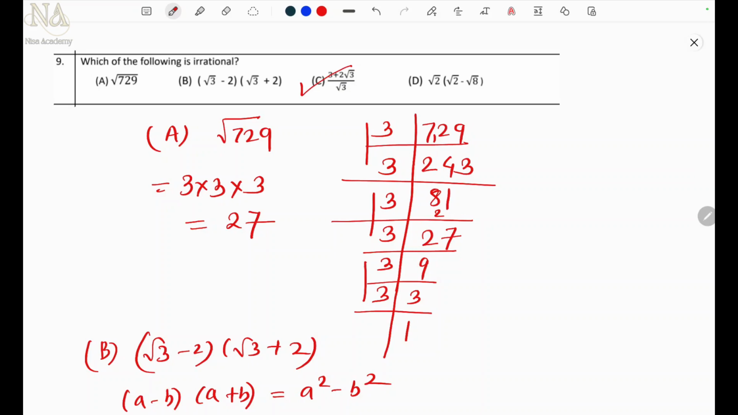Even if you check the D option, you will get a rational number only, because root 2 into root 2 is 2 and root 2 into root 8 is root 16, which is 4. So 2 minus 4, again minus 2, which is a rational number.